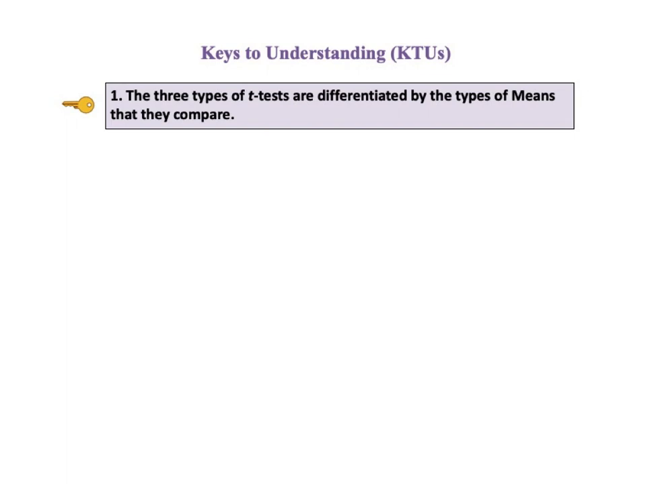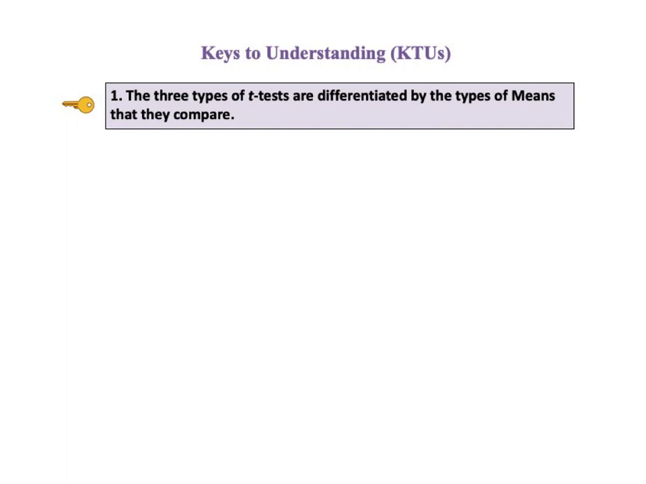As usual, in the book and in these videos, we'll start by going quickly through a list of keys to understanding, or KTUs. This will give you the overall picture of the concept on a single page. And then we'll go into detailed explanations of each of the keys. For this video, there are 5 KTUs.